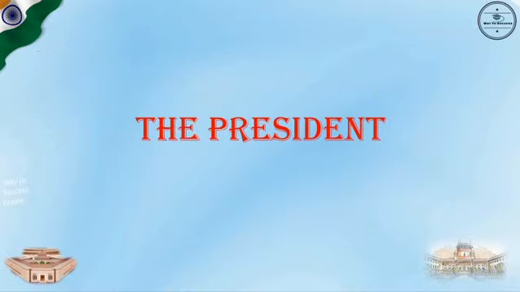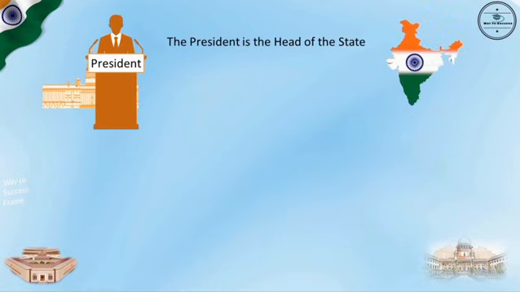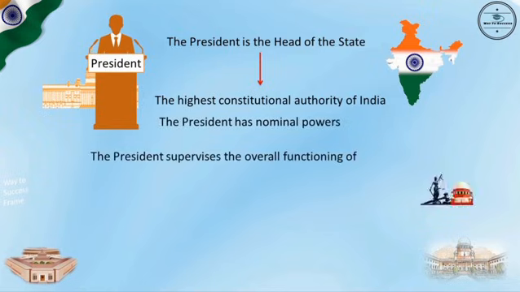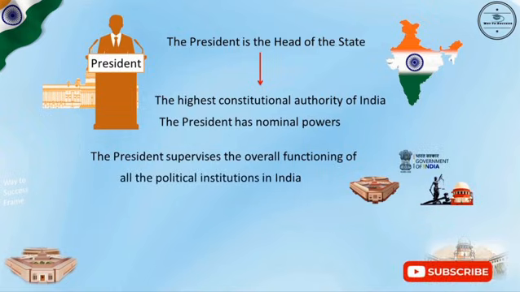The President. The President is the head of the state. This means the President is the highest constitutional authority of India. The President has nominal powers. The President supervises the overall functioning of all the political institutions in India to achieve the objectives of the state.